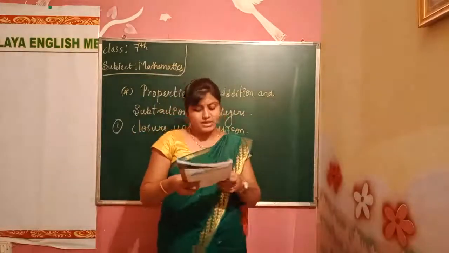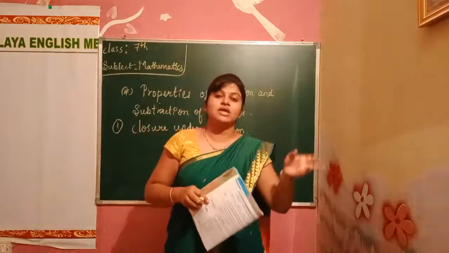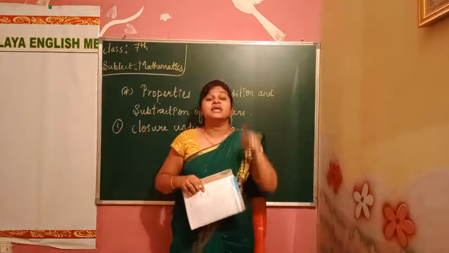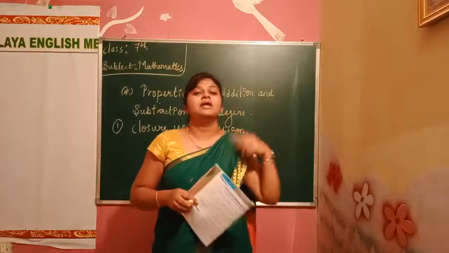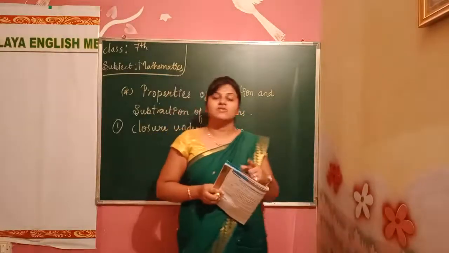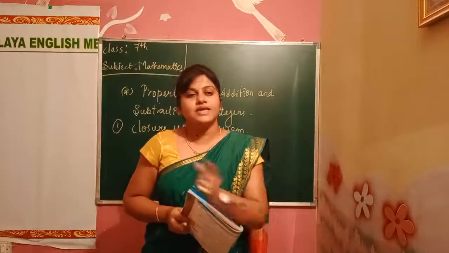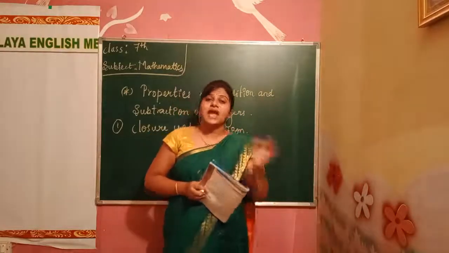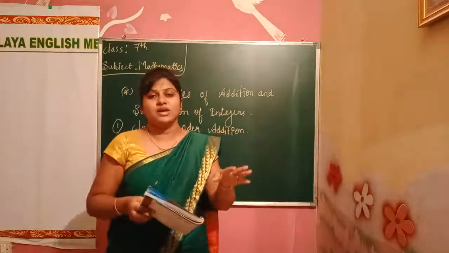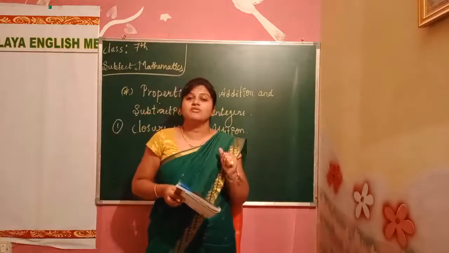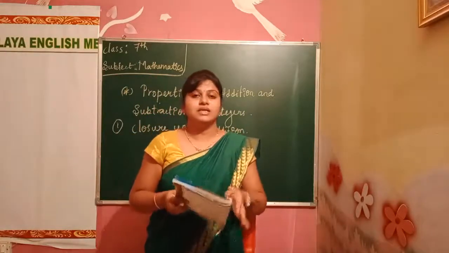The first property is closure under addition. What they are telling is that when we add two integers, we get an integer itself. In integers we have 0, all the positive numbers, and all the negative numbers. For example, if we have 5 and 3, when we add these two numbers we get 8. That is also an integer.